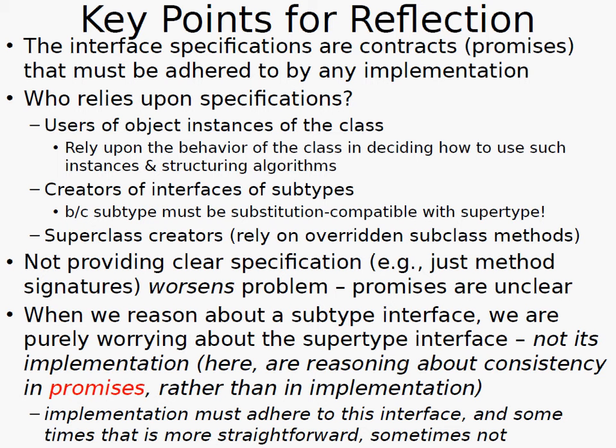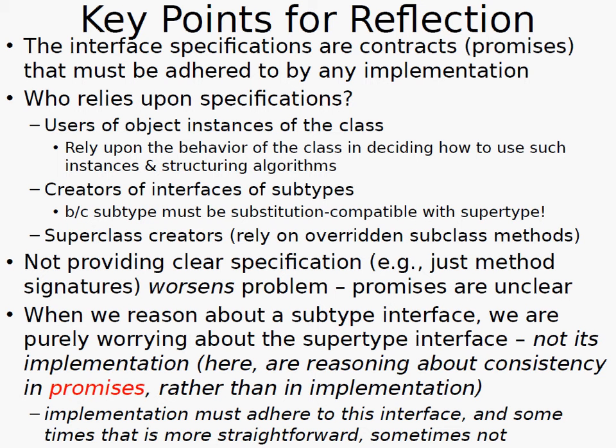Okay. Now, it turns out this problem doesn't go away if you don't provide specifications. It's just, then it becomes guesswork and the promises are unclear. What we're going to be doing here is looking at what promises we need to make for subtypes to make them consistent with and safely used as if they're the supertype, the instances of the supertype. Okay?